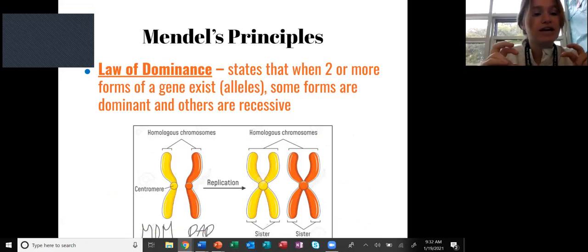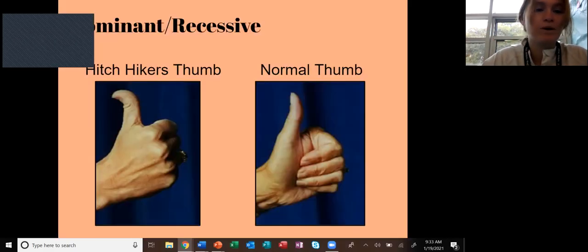This is part of that chance as far as how or which allele the child receives is determined. This is how that occurs. And that's going to be our main focus today, talking about dominant versus recessive and what that law of dominance means.